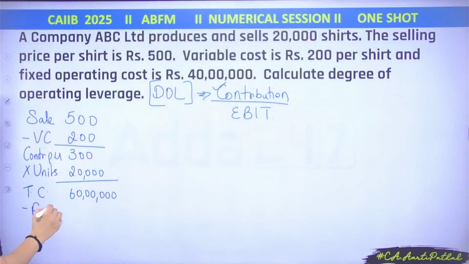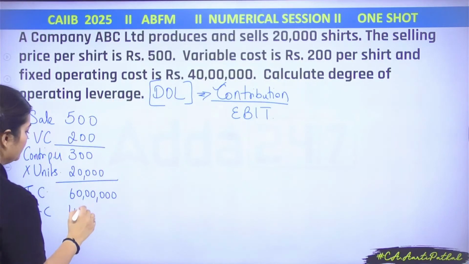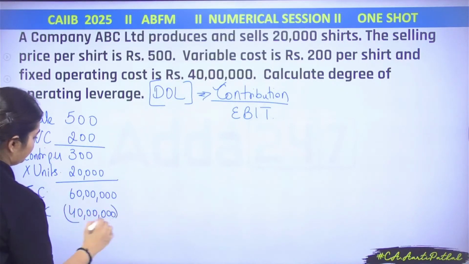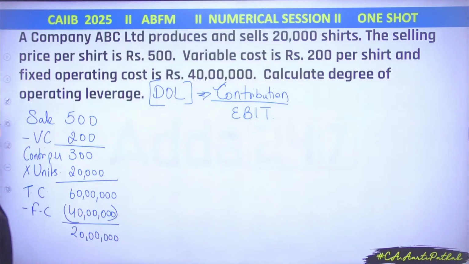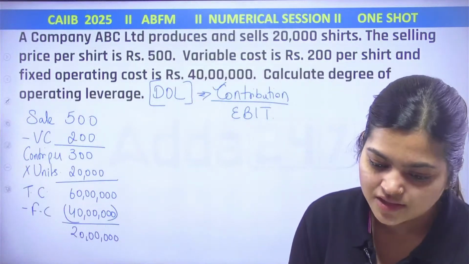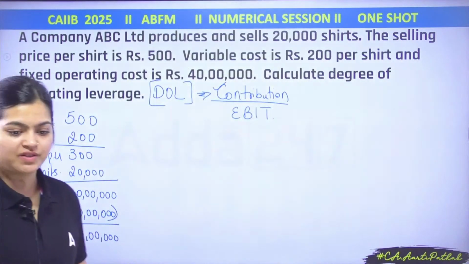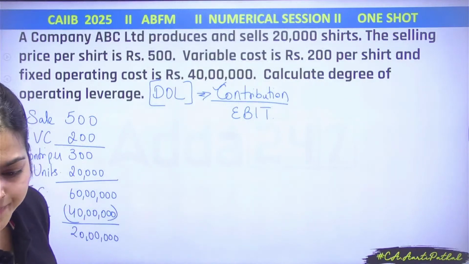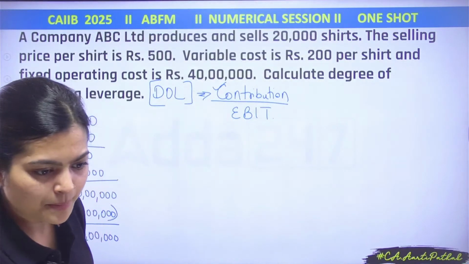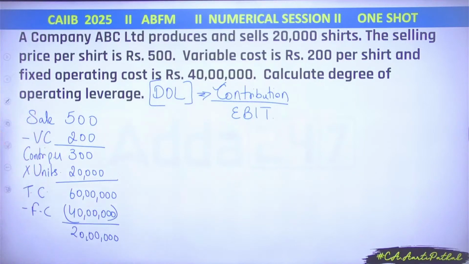Now from this you need to subtract the fixed cost. What is the fixed cost amount? Operating cost is 40 lakhs. So your answer is 20 lakhs. Now here this 20 lakhs is what? Yes, correct answer is total contribution 60 lakhs. Tell me, 20 lakhs denotes what? This 20 lakhs is your EBIT, earning before interest and tax.